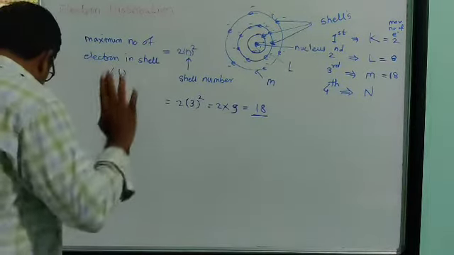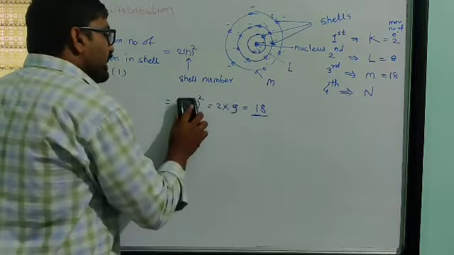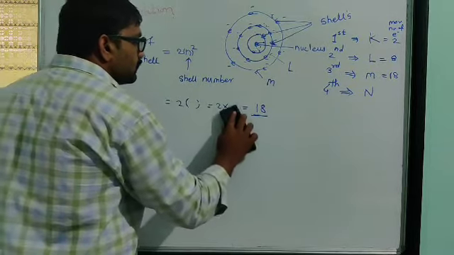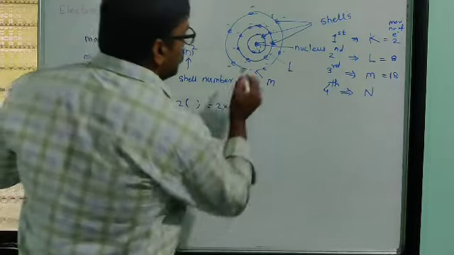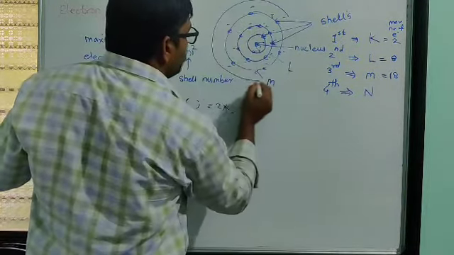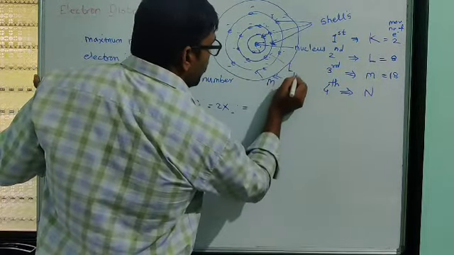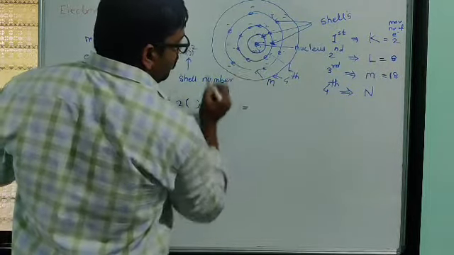Now we have to talk about the fourth shell, that is the N shell. Look at K, L, M, N. Now suppose this is the nth shell. We have to find the number of the nth shell from the nucleus, starting from the nucleus.